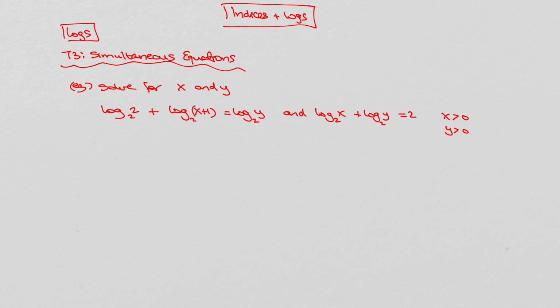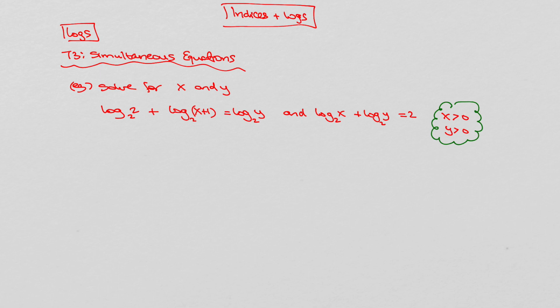For example, we're asked to solve for x and y here, where the two equations given to us are log 2 to the base 2 plus log x plus 1 to the base 2 equals log y to the base 2. And the second equation is log x to the base 2 plus log y to the base 2 equals 2. An important thing to note in this question is that we're told this fine print that x has to be greater than 0 and y has to be greater than 0.